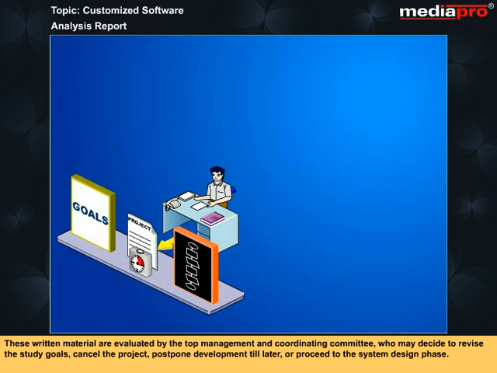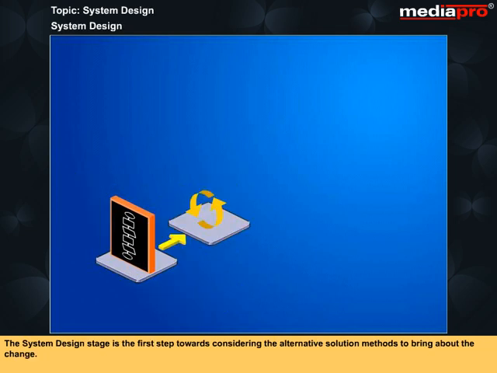These written materials are evaluated by the top management and coordinating committee, who may decide to revise the study goals, cancel the project, postpone development till later, or proceed to the system design phase. The system design stage is the first step towards considering the alternative solution methods to bring about the change.